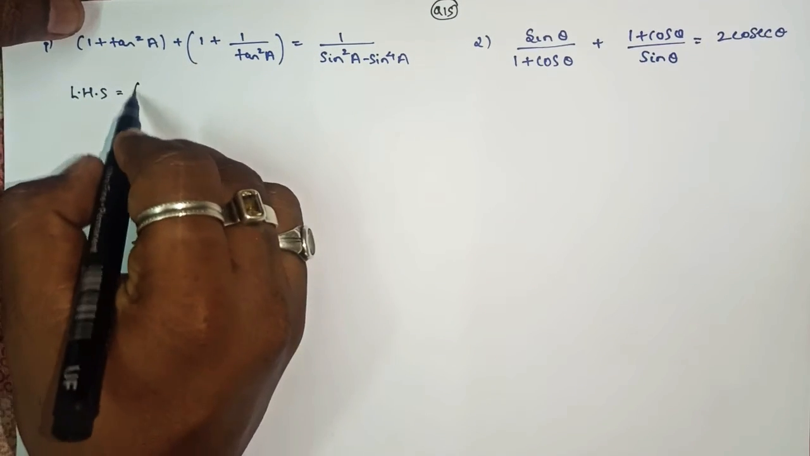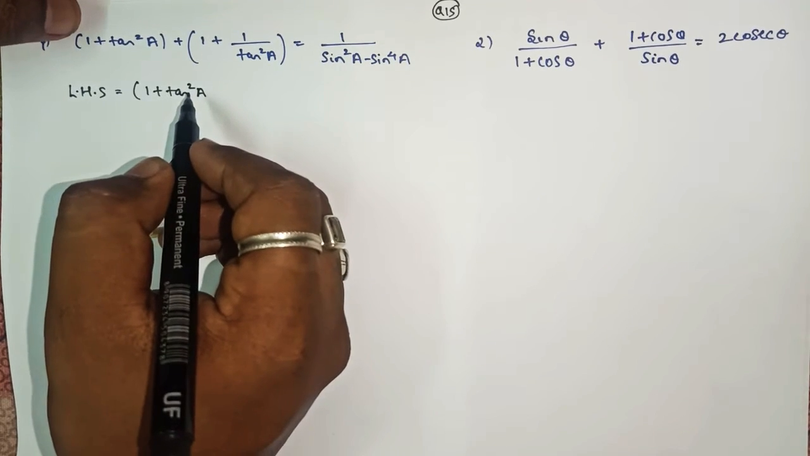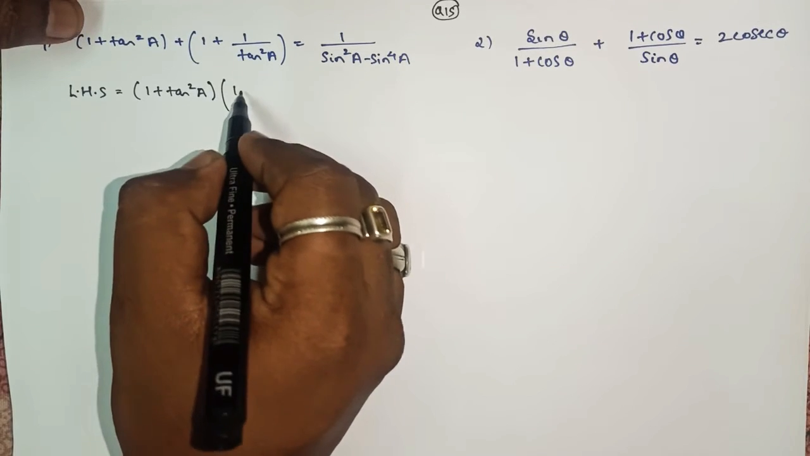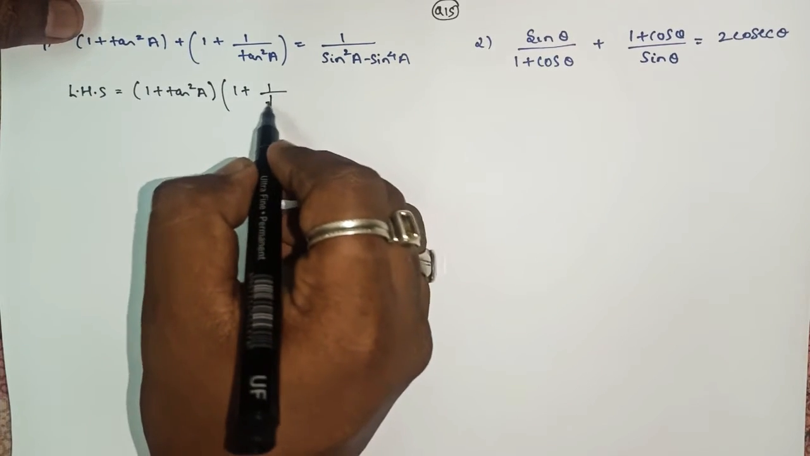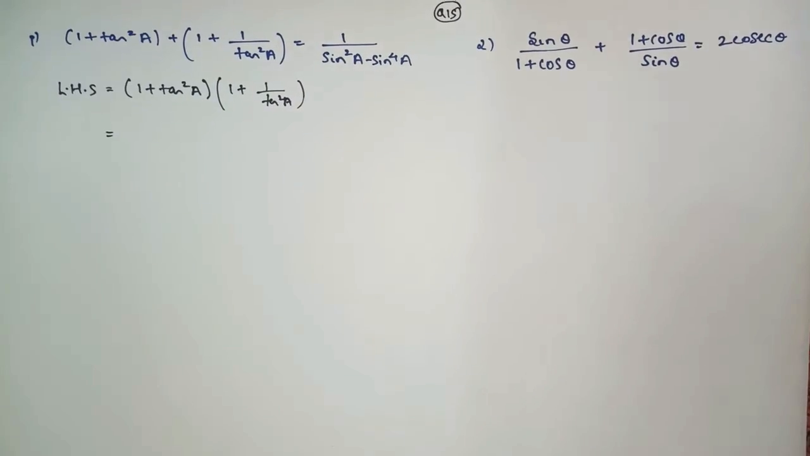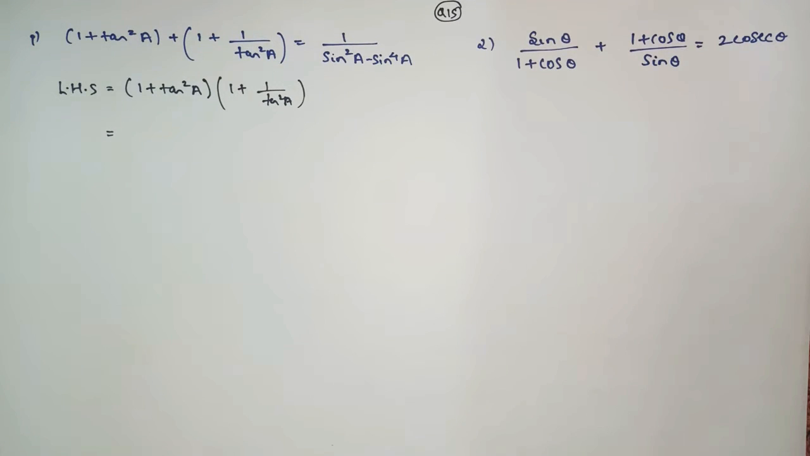So left hand side is what? 1 plus tan square a, and 1 plus 1 upon tan square a. Okay, so for this sum there are 3 4 different methods.